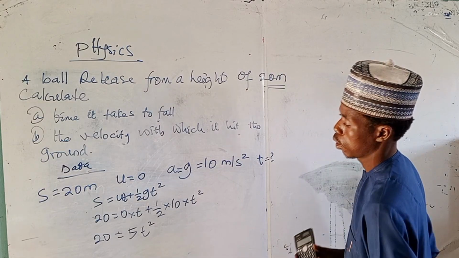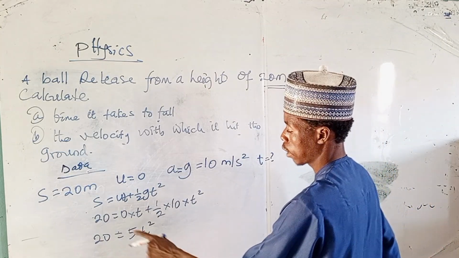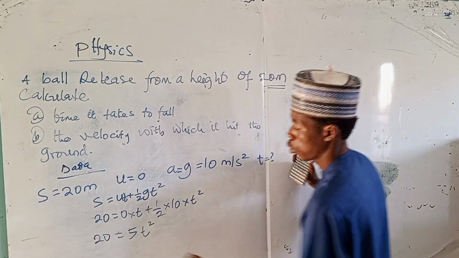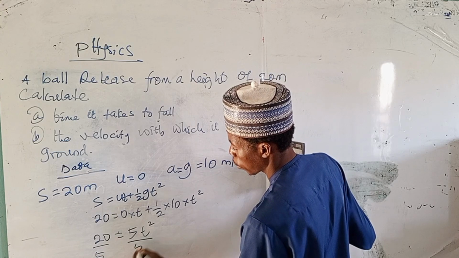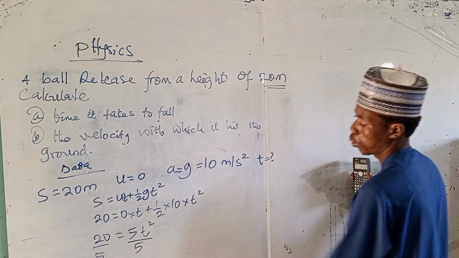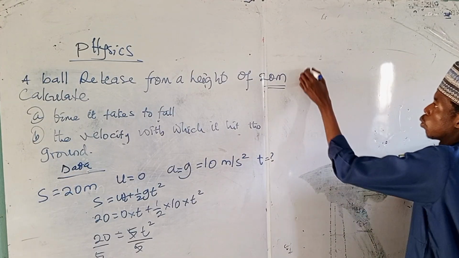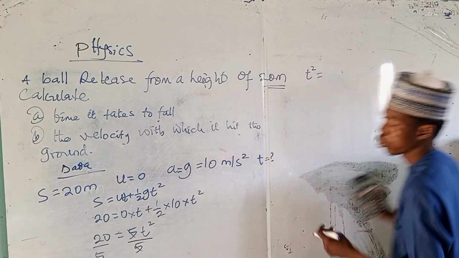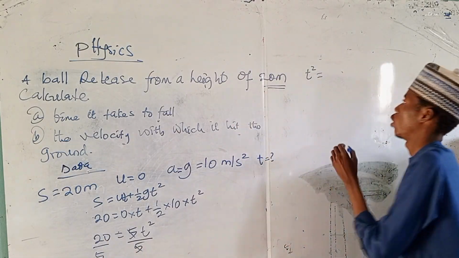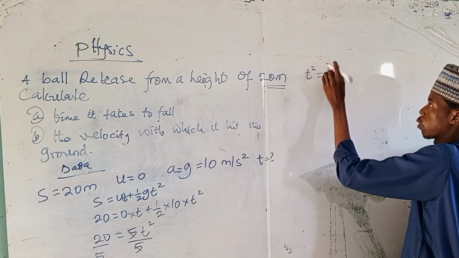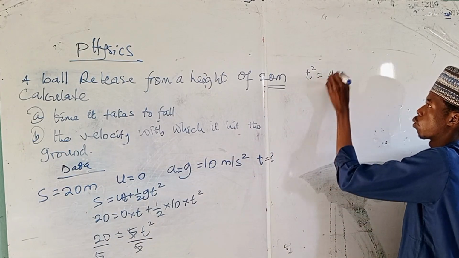So let's divide both sides by the coefficient of t squared and get our answer. So divide both sides by the coefficient, which is 5, divided by 5. So 5 will cancel 5. We have now t squared equal to 20 divided by 5, which is 4.